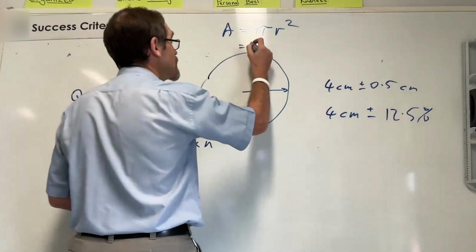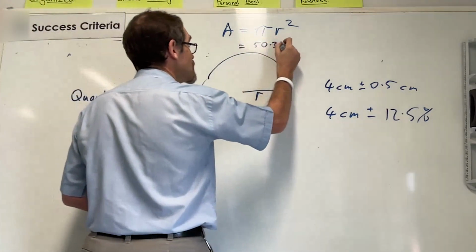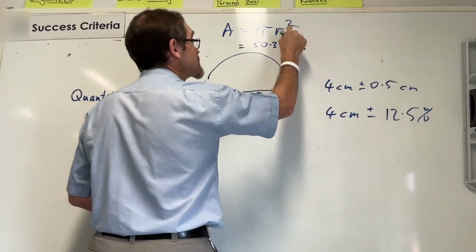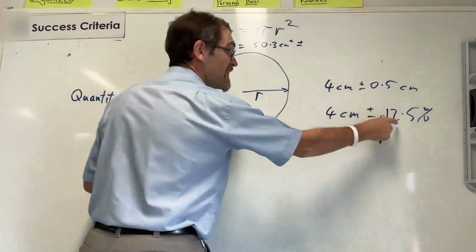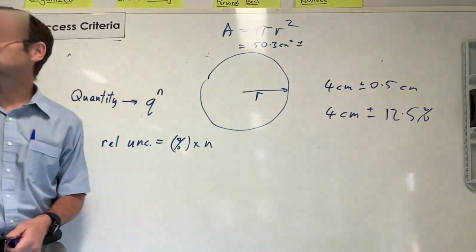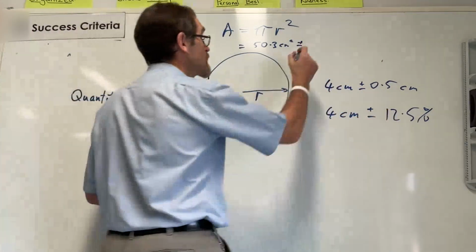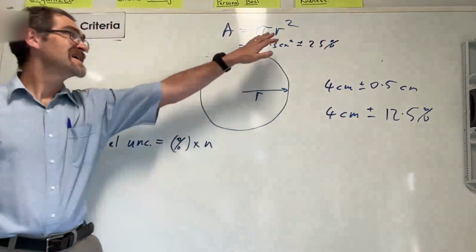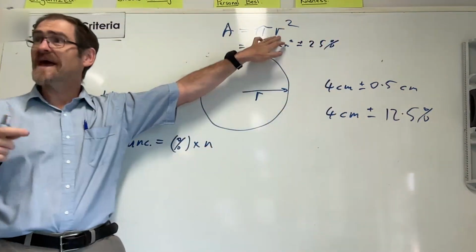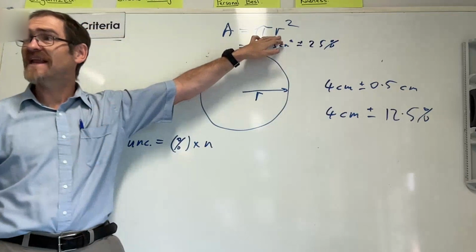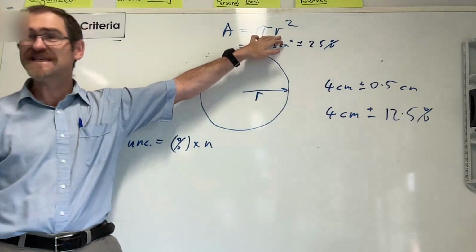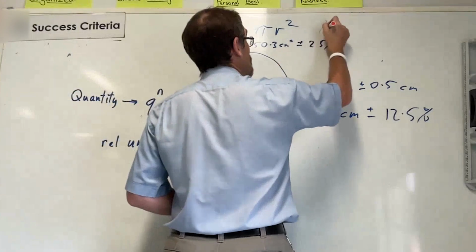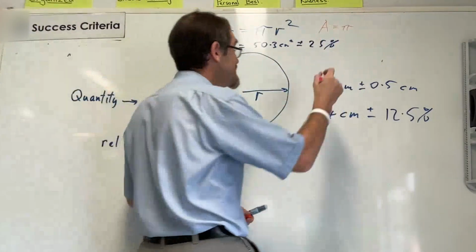So in this case, the area of pi r squared is 50.3 square centimeters, and this is plus or minus 2 multiplied by that, plus or minus 25%. So it's not squared. That's if you raise it to the power, you multiply it by that index, right? But it kind of makes sense because what actually is this?